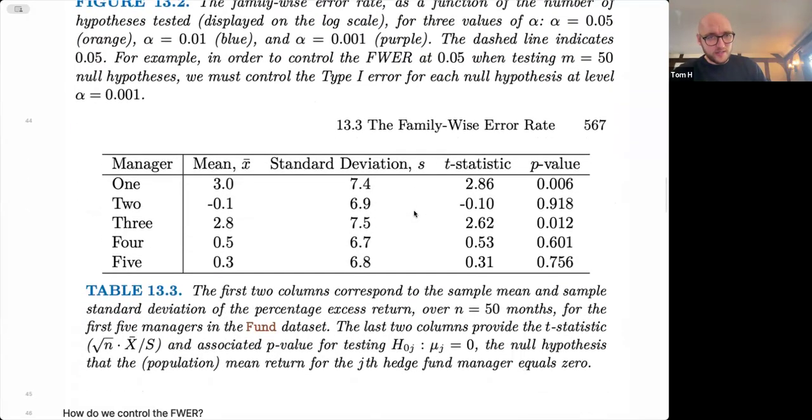Okay, I pasted this table in of the data for these fund managers, but I don't know if I actually put anything in later on that referred to this, so I'll just skip this for now and it's there if we need to come back to it.